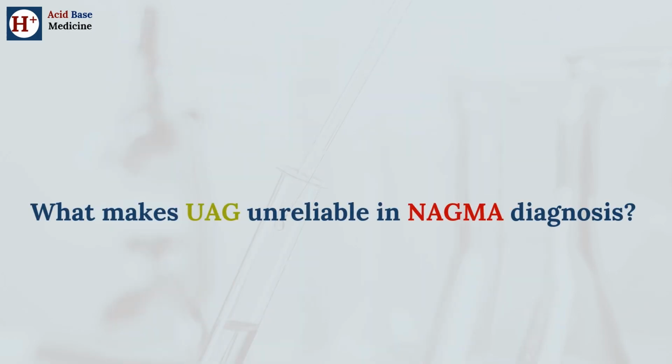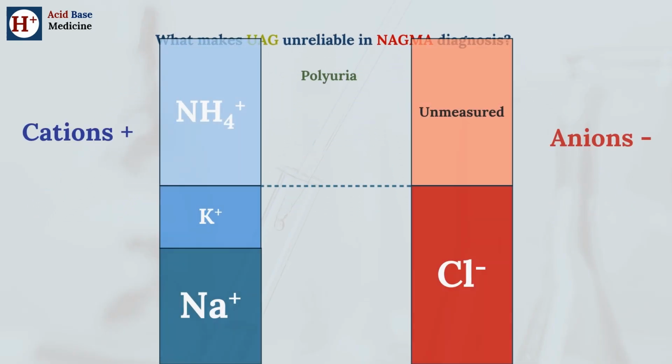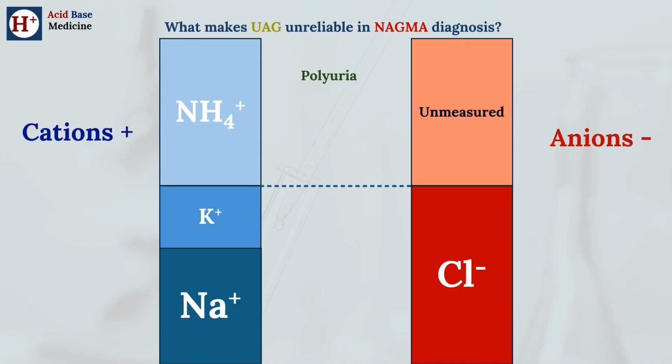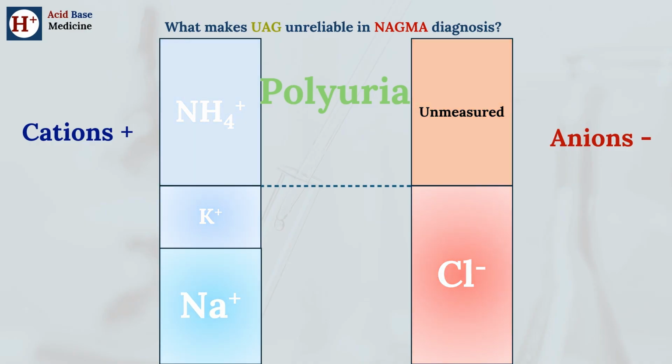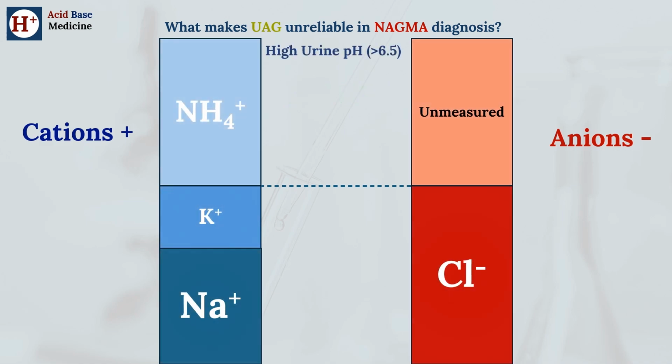So, the urine anion gap can become unreliable under certain conditions, such as polyuria, which can dilute the concentrations of urine electrolytes, including sodium, potassium, and chloride, or high urine pH. When the urine pH exceeds 6.5, the dissociation of ammonium to ammonia and hydrogen ions is favored, reducing the amount of ammonium ions available to pair with chloride. Or when urine ammonium is excreted with anions other than chloride, such as keto acids, as in diabetic ketoacidosis.